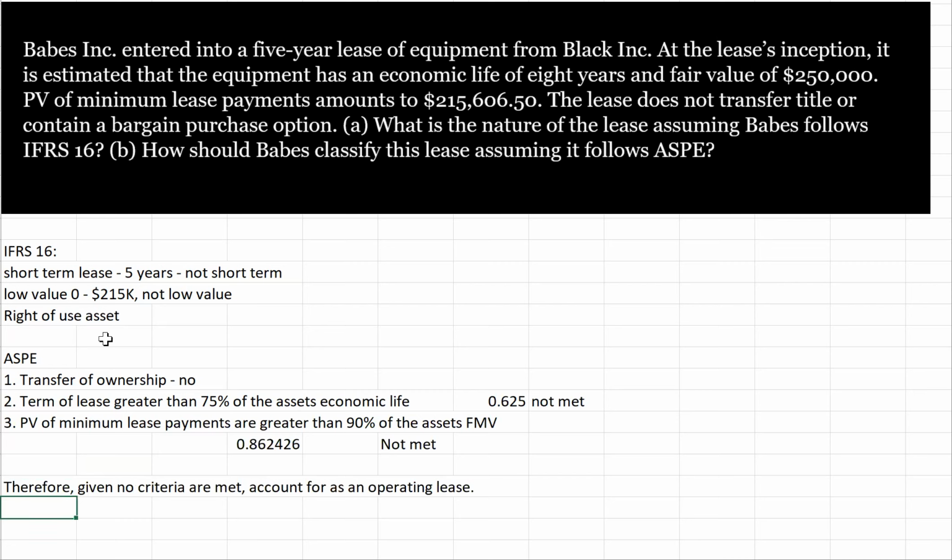And that's because these 3 capitalization criteria under ASPE were not met. Under IFRS, because it's not short-term or low value, it's going to be a right of use asset. And this really highlights how IFRS 16 encompasses almost all leases as right of use assets, whereas ASPE still has a broader definition between a capital lease and an operating lease.